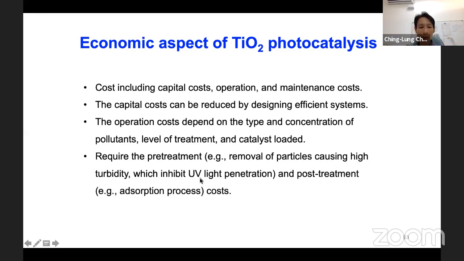If the water has too much turbidity, it means there is too much suspended solid in the water, so the UV light is not able to penetrate the water. That's why for the TiO2 process we need to do the pretreatment.